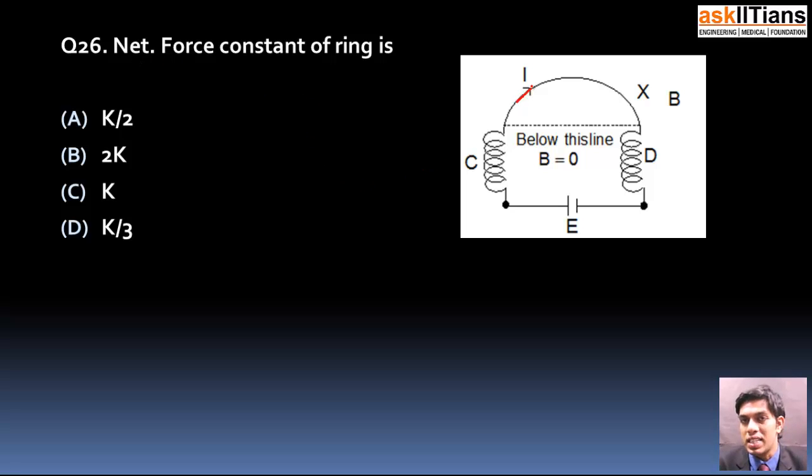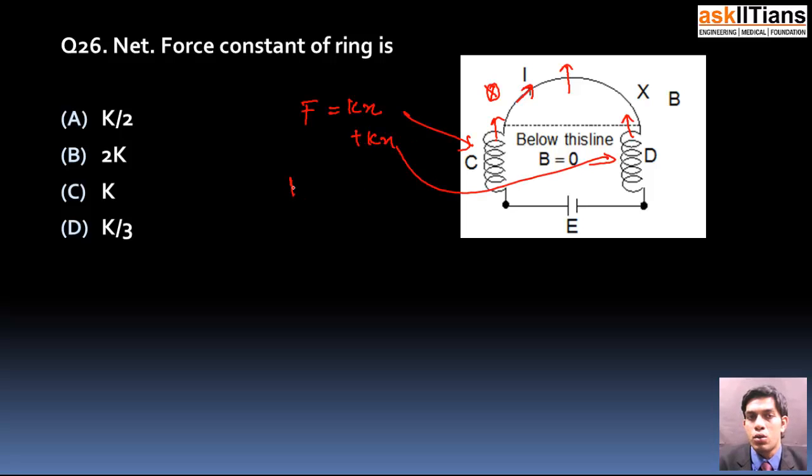So current is flowing in this direction, magnetic field is into the page. So it means this semicircular arc will feel a force in this direction. So the spring will get stretched. And at some point, this magnetic force will be balanced by the spring force. At that particular point, F is equal to Kx, extension in the C spring, plus Kx, extension in the D spring. So F is equal to 2Kx, where the magnetic force will actually feel that it's being withheld by a spring of effective spring constant 2K. Hence, B, 2K is the correct answer.